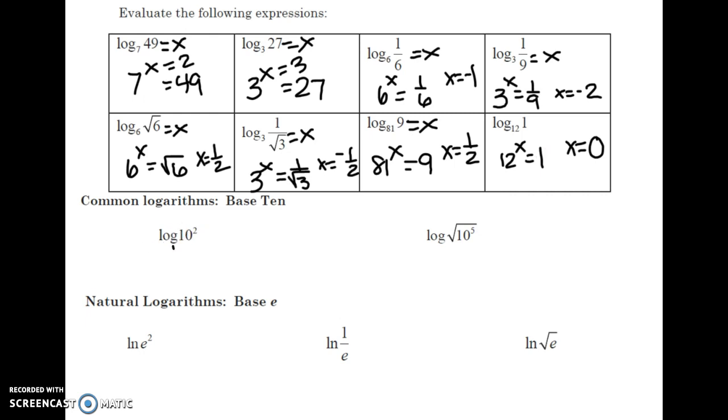So this one, the base here is 10. So this will be 10 to what power, because that's what I'm trying to find. What does this equal? Will equal 10 squared. Well, that's pretty easy. X must be 2.